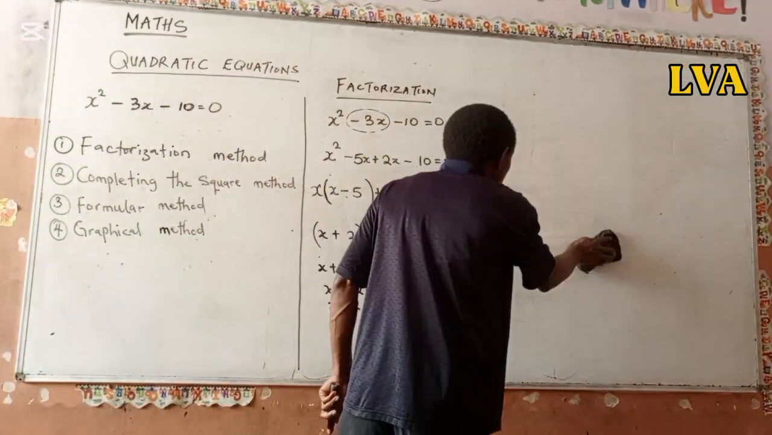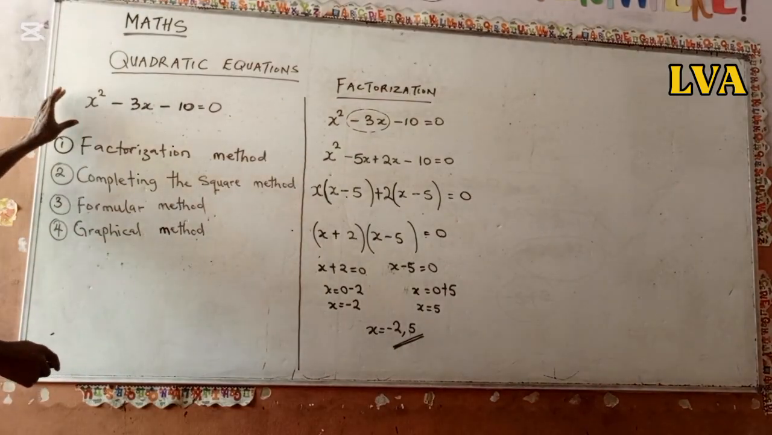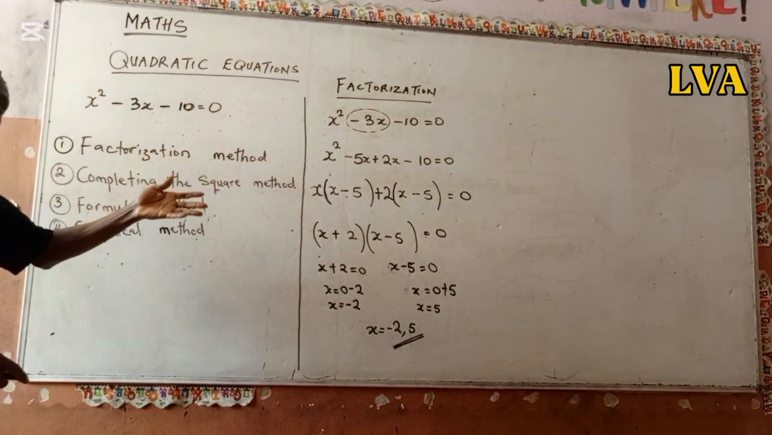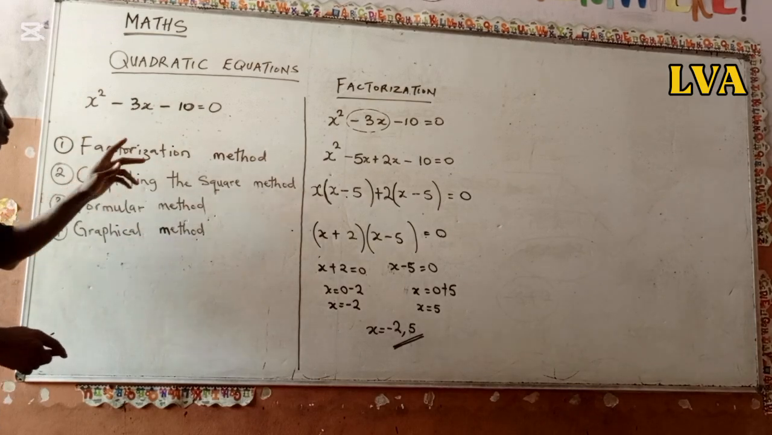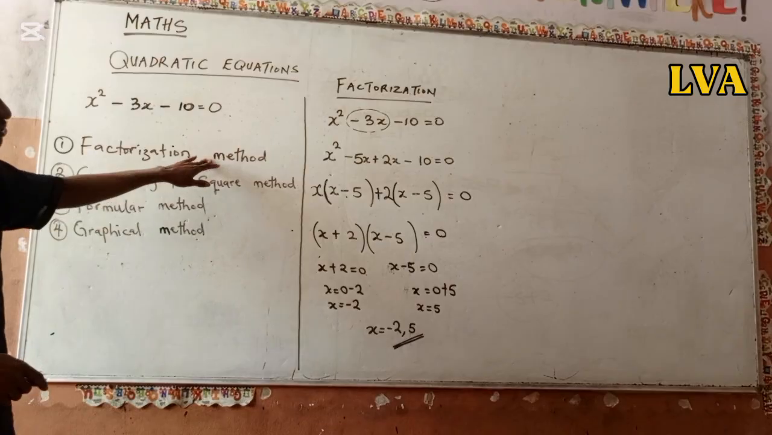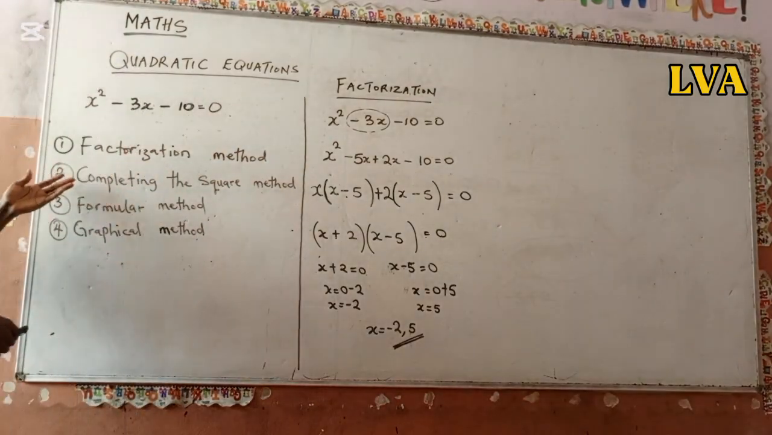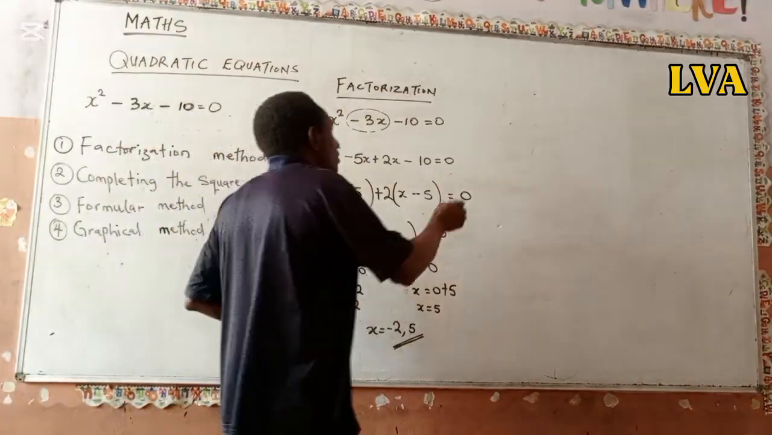Let's see if we can do the same thing. A quadratic equation has several methods of solving it. We have the factorization method, completing the square method, formula method, and even the graphical method. We have just used the factorization method to solve this equation here. So let's solve the same equation using the completing the square method.